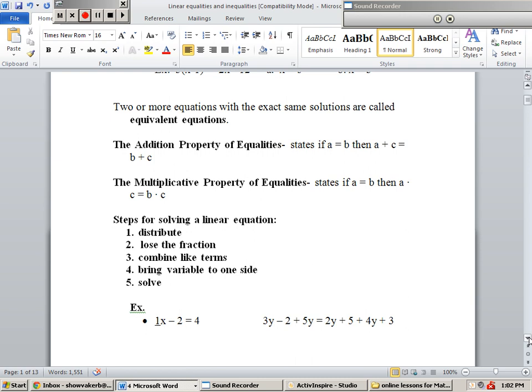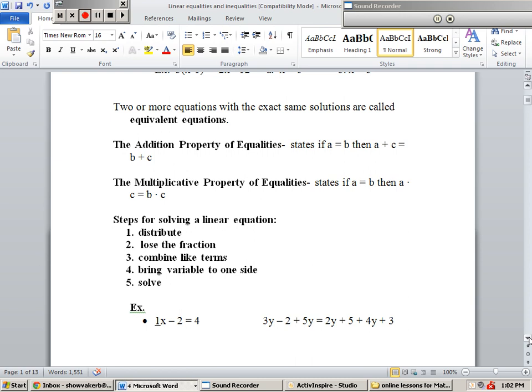Two or more equations with the exact same solution are called equivalent equations. You can use addition properties of equalities to prove several things. For example, if A equals B, then A plus C would equal B plus C, meaning that if I add the same thing to both sides, it doesn't change my equality value. In the multiplicative property of equalities, if A equals B, then A times C equals B times C. Same thing, I can multiply the same thing on both sides. That allows me to solve an equality.